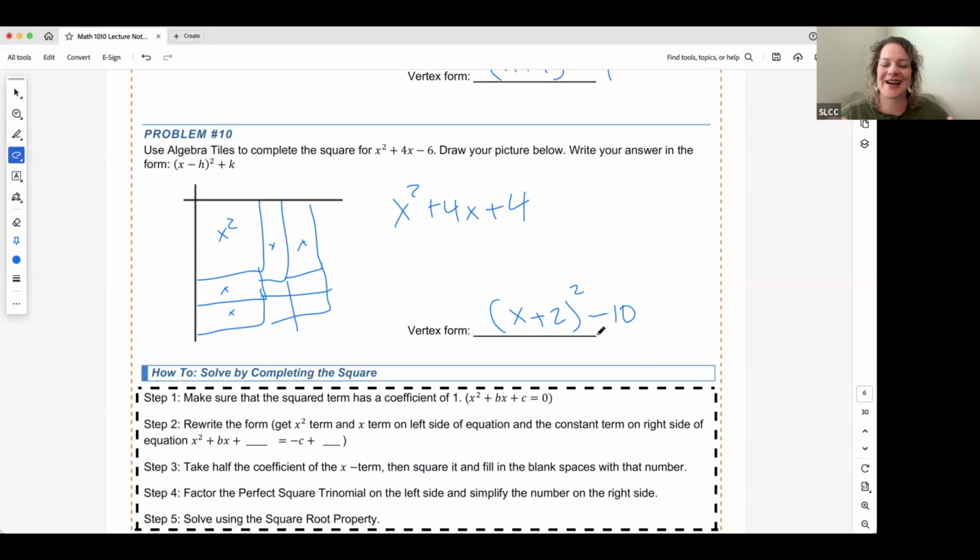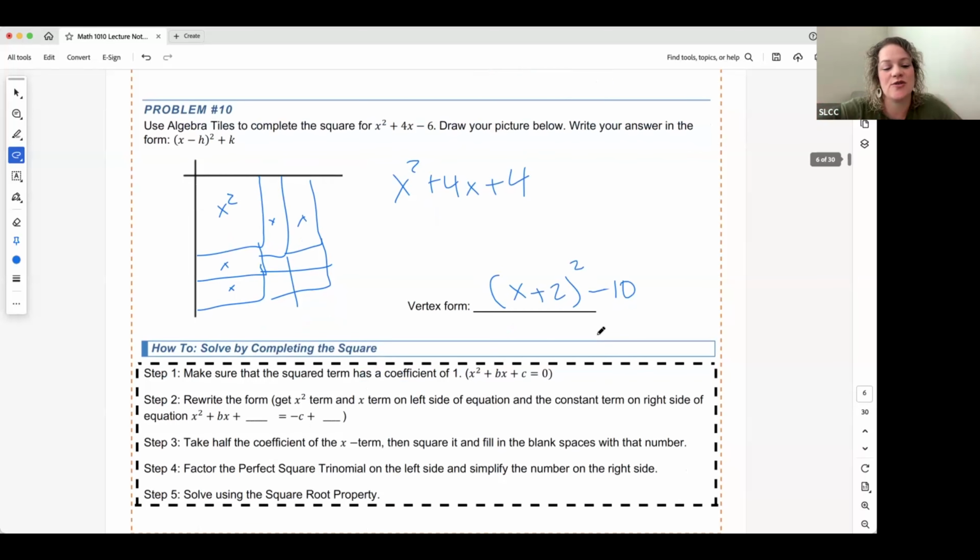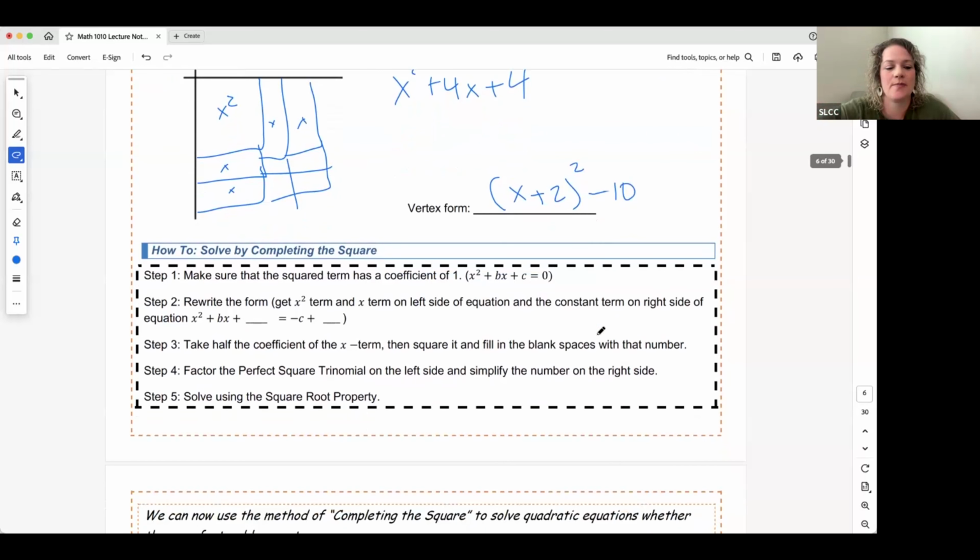Hopefully that's helped you kind of see with the pictures how to solve completing the square. So when you're trying to solve to complete the square, make sure the squared term has a coefficient of 1. For this class it will. And then rewrite it, x squared plus bx plus whatever you need to complete that square. And then you move the c value to the other side, and you're adding whatever you needed there.